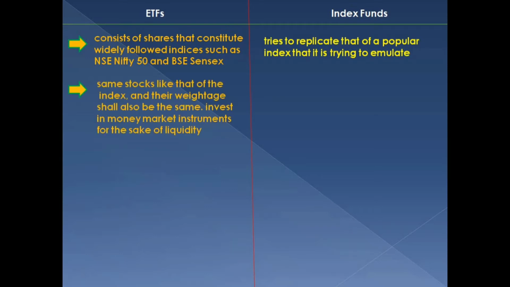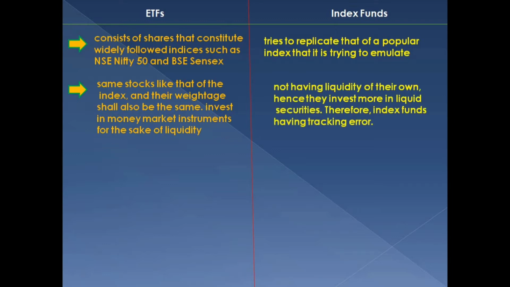So the next difference is, if an ETF is following your Nifty 50, that means all the 50 shares, with whatever weightage they have in the Nifty 50, will be the same in your ETF. So basically it's just a replica of the Nifty 50 index. Also, ETFs will invest in money market instruments for liquidity. But index funds don't have their own liquidity, so generally they invest more in liquid securities. That's why you must have heard about tracking error. Index funds have tracking error, and that impacts your return also.